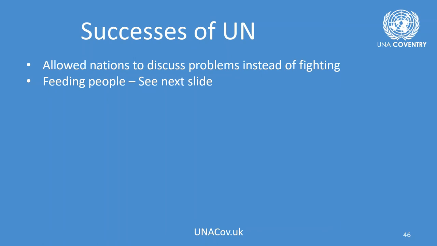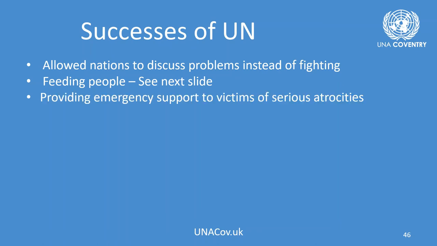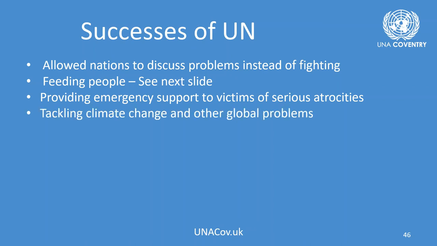The United Nations feeds thousands and thousands of people every year, as we'll see in a minute. It provides emergency support for victims of atrocities. It tackles climate change and other global problems, and it's a leader in doing so. And I mentioned the sustainable development ambition of the UN. There are 17 sustainable development goals, and one of them is to tackle climate change. It also has the World Meteorological Organization as one of its associate agencies, and that produces forecasts of what climate change will be and helps governments decide on their policies.